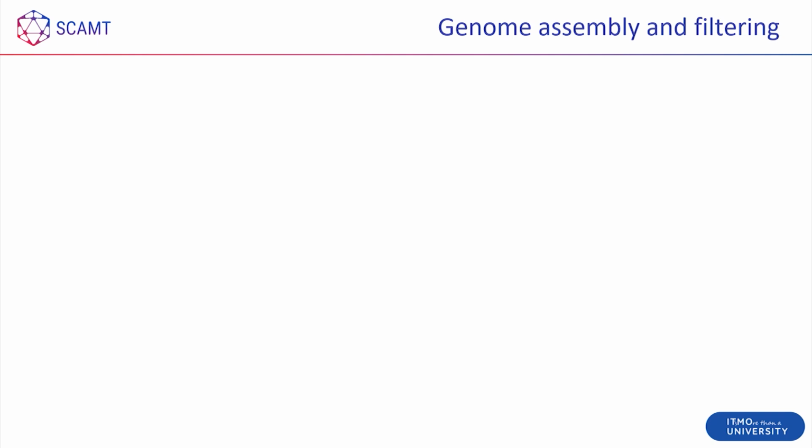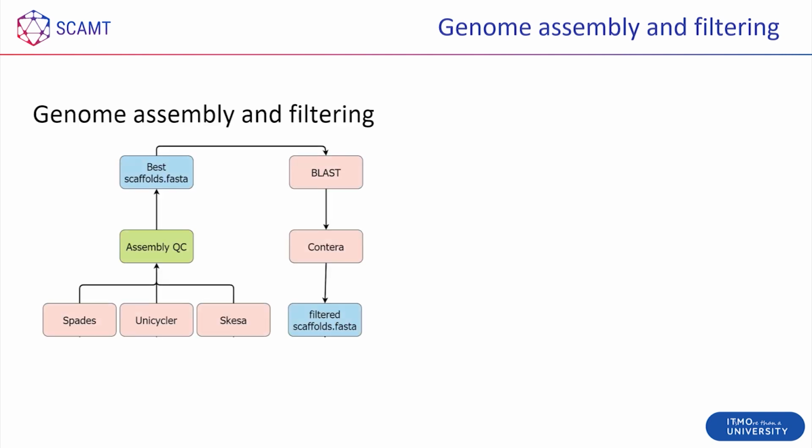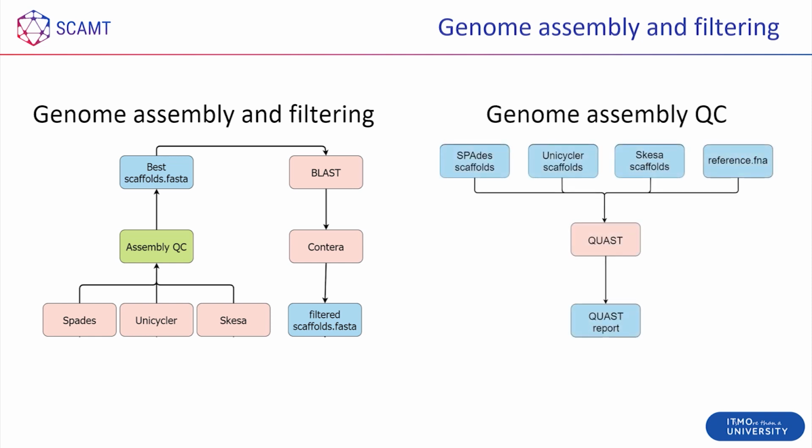Next, prepared reads move to the assembly and filtration stage. At this stage, the genome is assembled with the help of one or a few assemblers. Users can choose which assembler to use. If there are a few assemblers, then scaffolds go to the quality control stage. The sample with a higher N50 moves to the filtration stage.